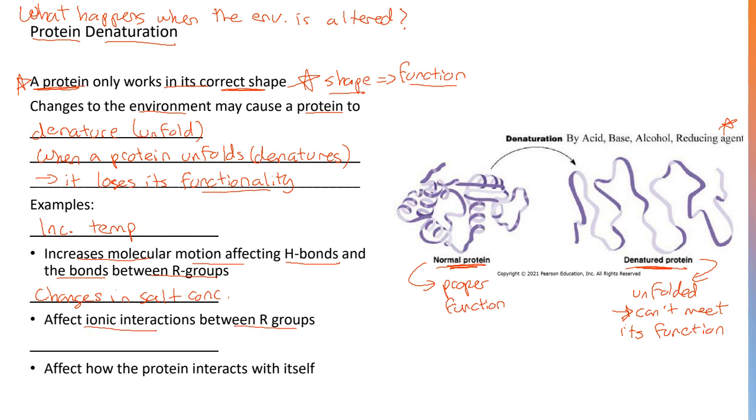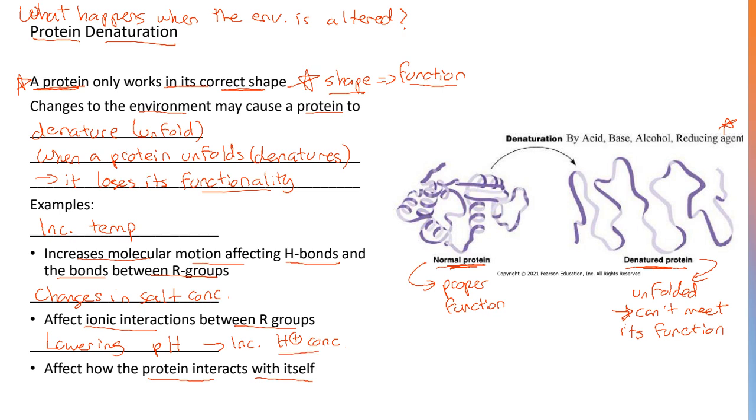Another thing is also changes in pH. For example, lowering the pH, which means you increase hydrogen ion concentration. Okay, hydrogen ion concentration, which is going to affect again how the protein interacts with itself, because it's going to be attracted probably to these hydrogen ions, right? And the protein is therefore going to unfold.